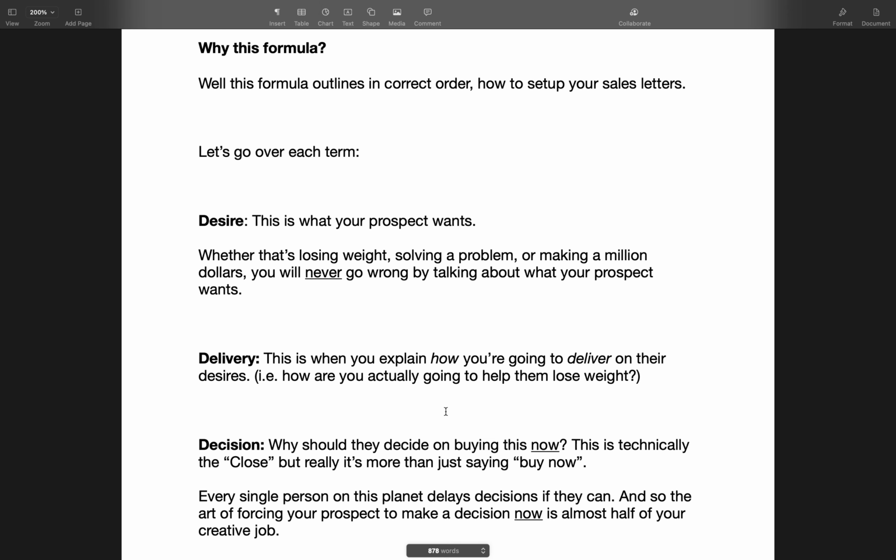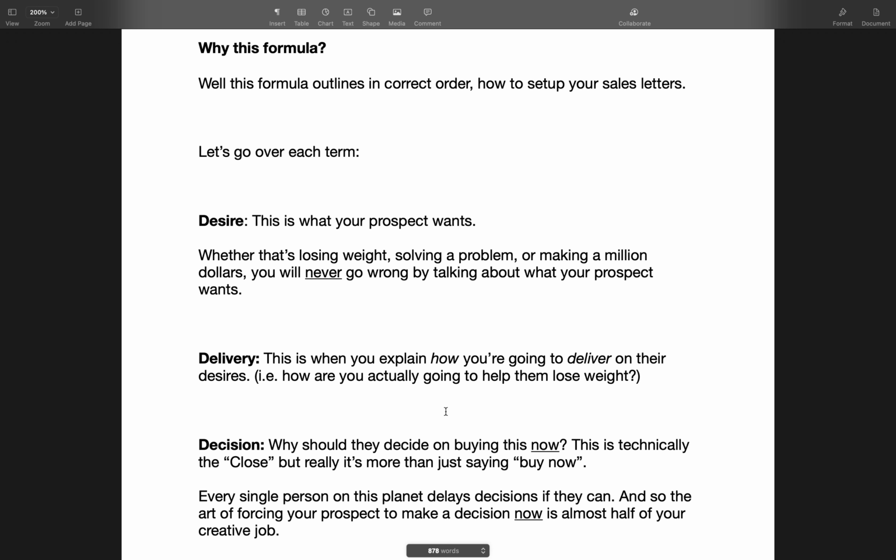And this is technically the close, by the way, but it's more than just saying buy now, right? Every person on this planet, just so that you're aware, is going to delay, delay, delay. They're going to want to wait. They want to think about it. They want to talk to people about it. If they're going to go through the pain of buying, they want to make sure that they're making the right decision.